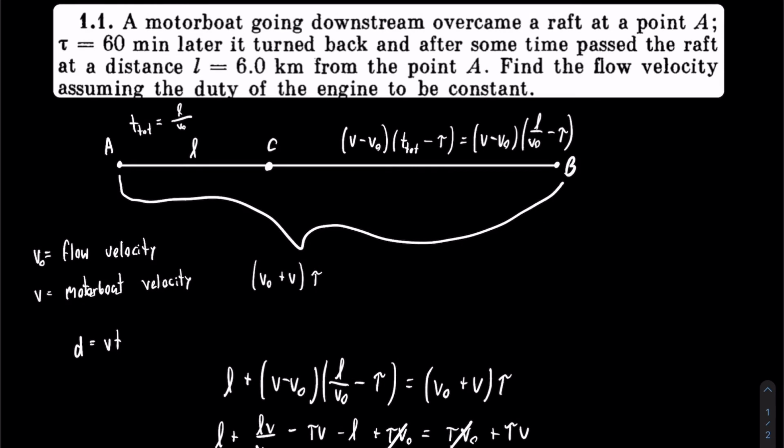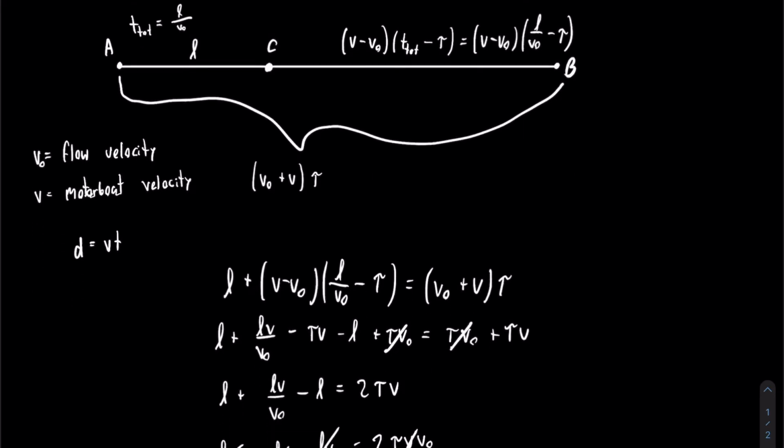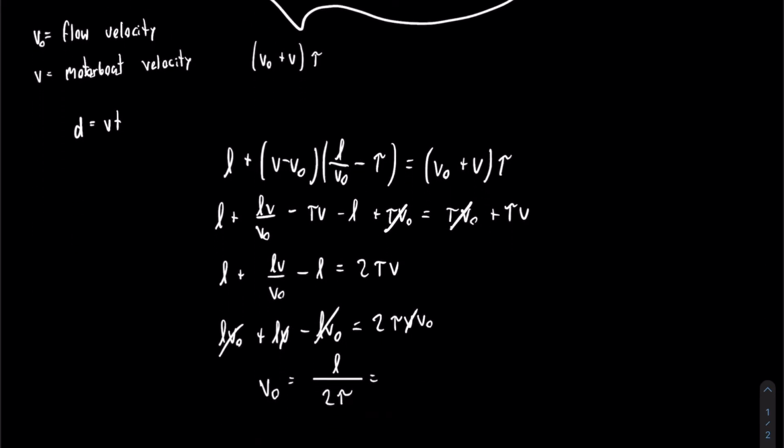Tau is equal to 60 minutes and L is equal to 6 kilometers, so we can put that in. So v naught is equal to 6 kilometers divided by 2 times 60 minutes. This is equal to 0.05 kilometers per minute.